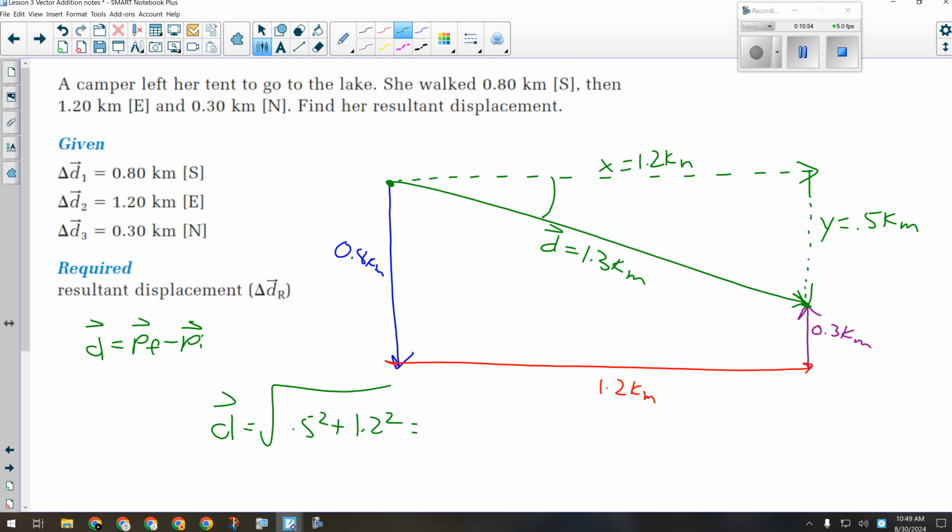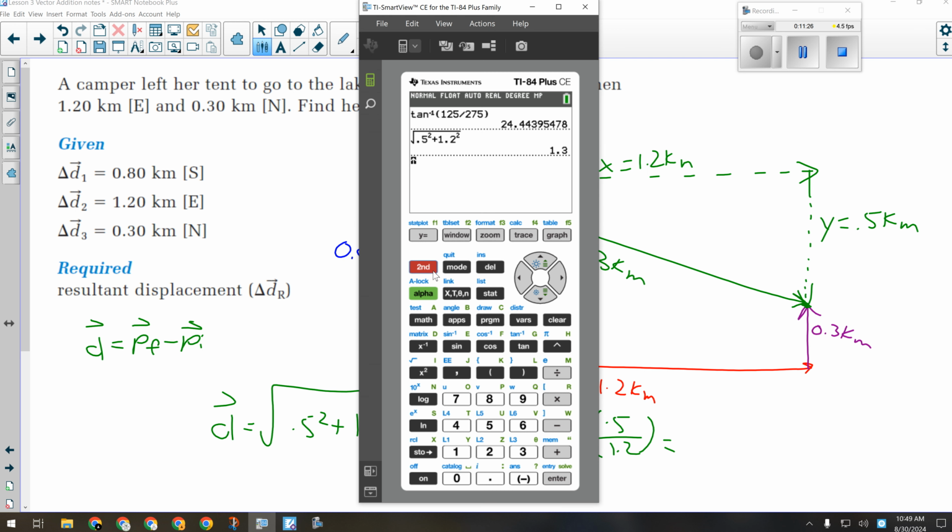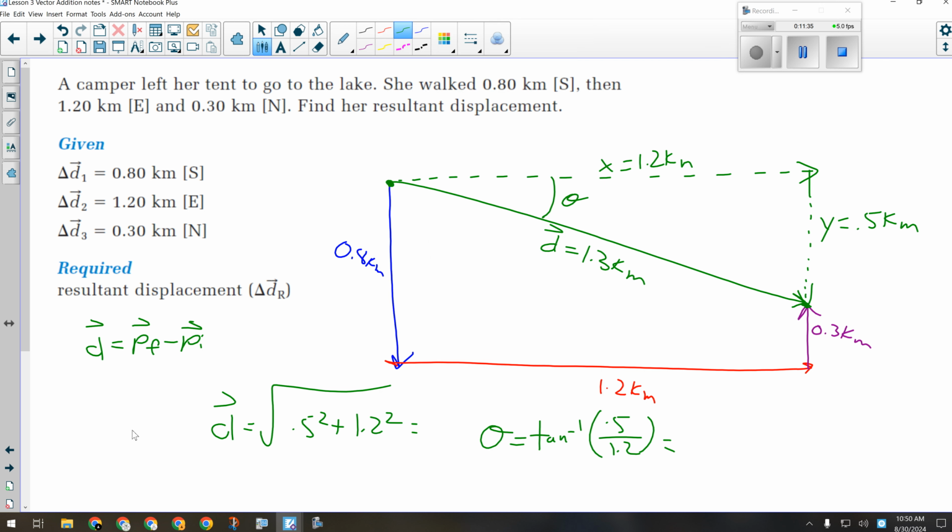Okay, and I also need to know what direction. Southeast is not specific enough. I need to know what angle, for me, south of east, this person went. If you drew it the other way, it'll be east of south. Okay? So for me, I'm going to calculate that angle using tan, my opposite side and my adjacent side. Okay, so I'm going to say that theta will be the inverse tan of 0.5 divided by 1.2. Okay, so I get 23 degrees there.